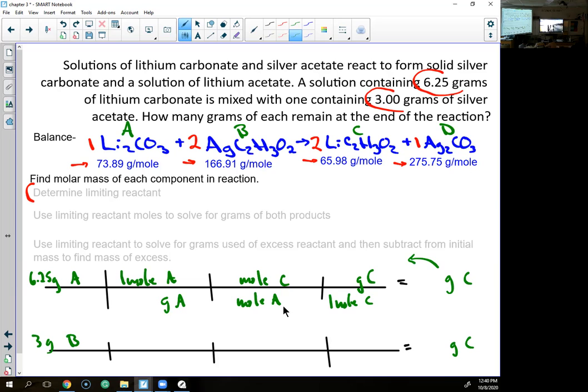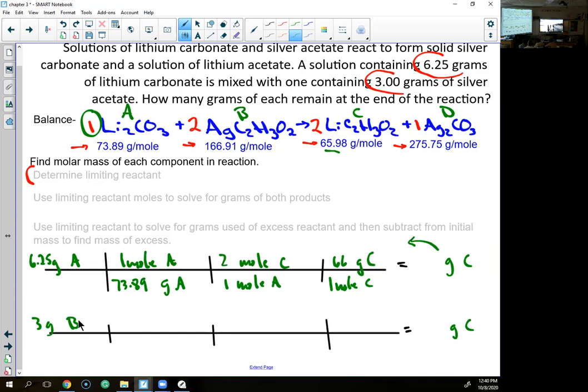All right, so yeah, let's fill in numbers. Grams of A was 73.89. Mole of A is a 1. Mole of C is a 2. Grams of C is 66. I'm just going to round that to 66 because I'm lazy and I don't have enough space right there. Okay, that one's completed. Now I'm going to come to the bottom and do the same thing, but I'm doing it for B to C now.